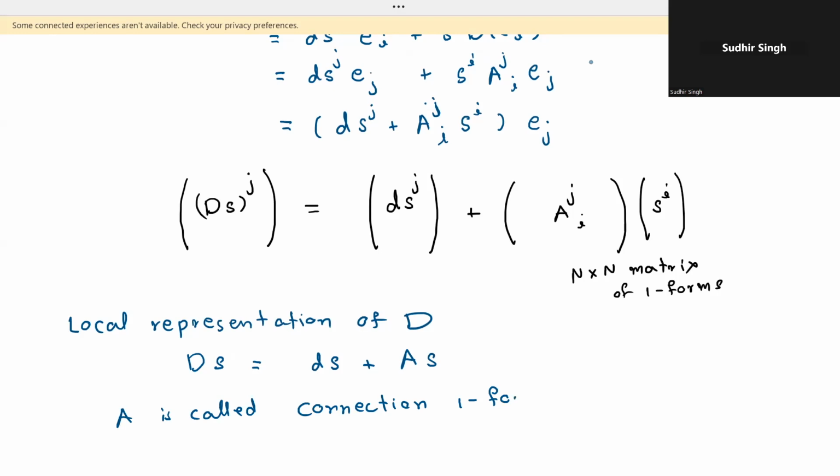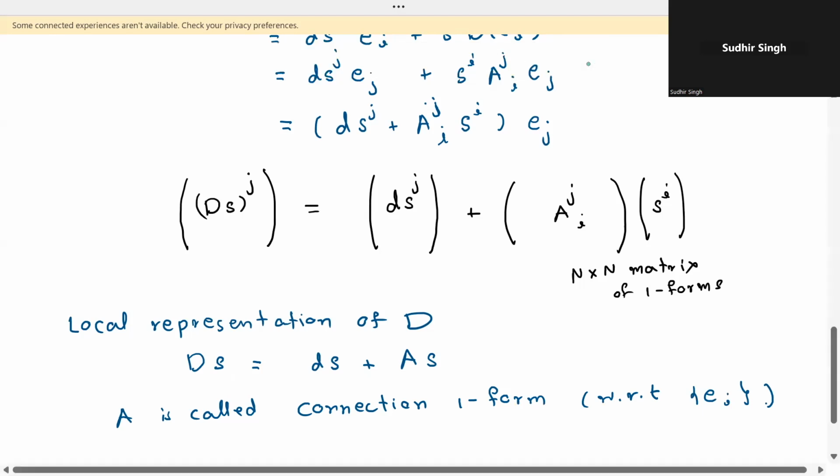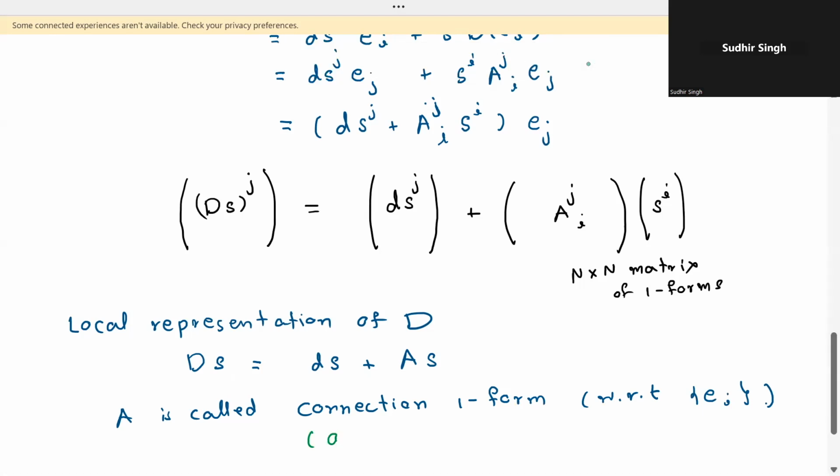So the connection one form, you have to say that it is with respect to a frame field. If you change the frame fields that you use, then A will change. And in the physics literature, the connection one form is called the gauge potential. Okay.